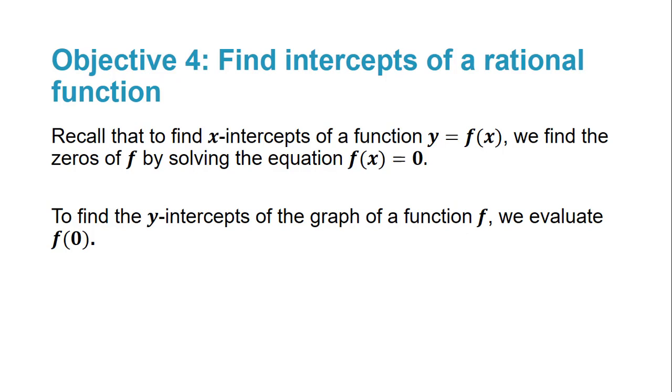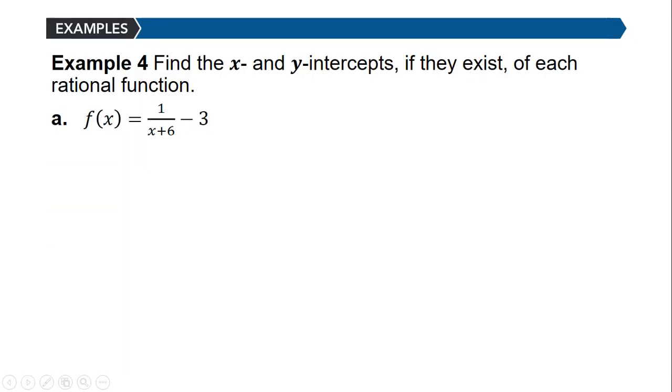To find the y-intercepts of the graph of a function f, we evaluate the function at 0. That is, we find f of 0. So in this case, we're setting x equal to 0 and solving for y. I will illustrate this with a couple of examples. We want to find the x and y intercepts, if they exist, of each rational function.